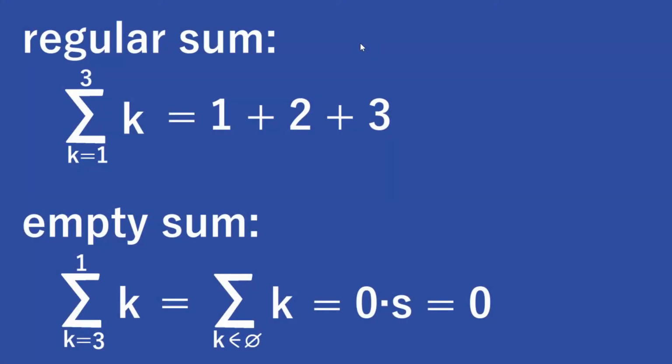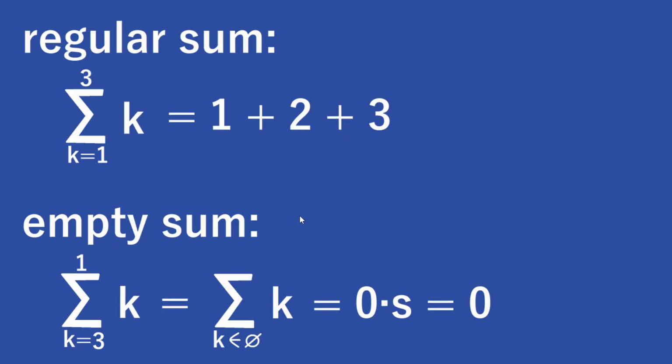So let's take a look at the following example. A regular sum looks like this here. So the term on the left describes the following sum: 1 plus 2 plus 3. Normally, the lower number here, k is equal to 1, has to be smaller or equal than the number on the top of the sum, so 3, and 1 is smaller than 3, so everything is okay. Is this not the case, we have an empty sum.